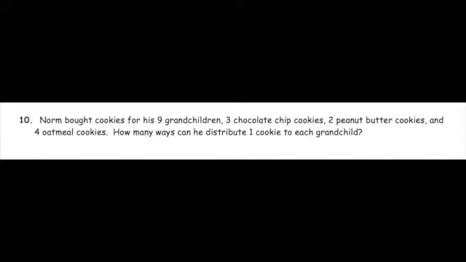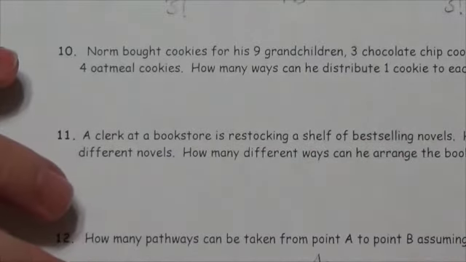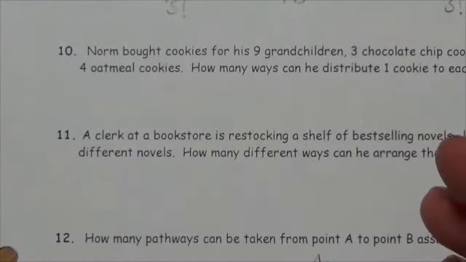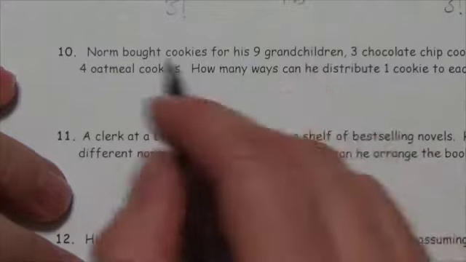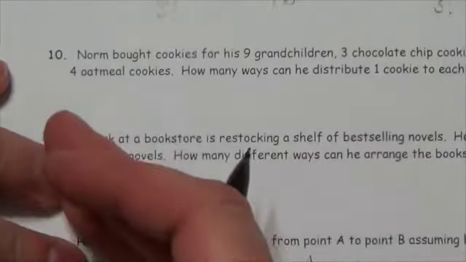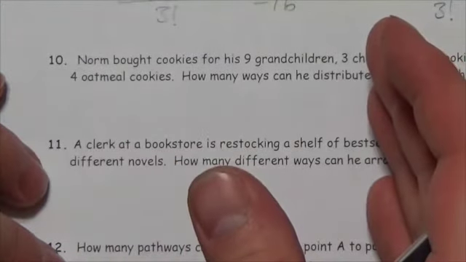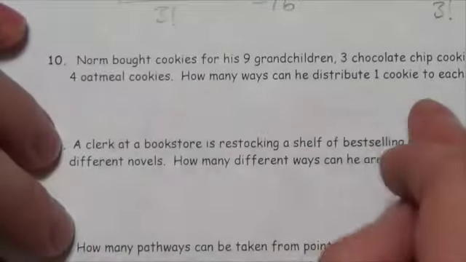Norm bought cookies for his 9 grandchildren, 3 chocolate chip cookies, 2 peanut butter cookies, and 4 oatmeal cookies. How many ways can he distribute 1 cookie to each grandchild? All right, now at first glance this might not look like a question that's a permutation with repetition, but think of it like this. How is he going to distribute these cookies to his grandchildren? Well, maybe what he does is he lines up all his kids here, maybe from youngest to oldest, or it doesn't really matter, but he lines them all up.